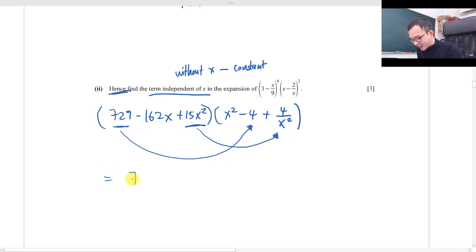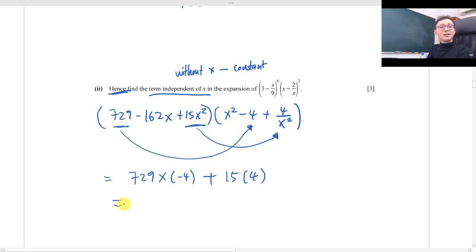So therefore it's 729 multiply negative 4 plus 15 multiply 4. And then this one you can just use the calculator to quickly get your answer. 729 multiply negative 4 plus 60. So you should get negative 2856. So this is how you get the independent of x, and these 3 marks should be very easy.